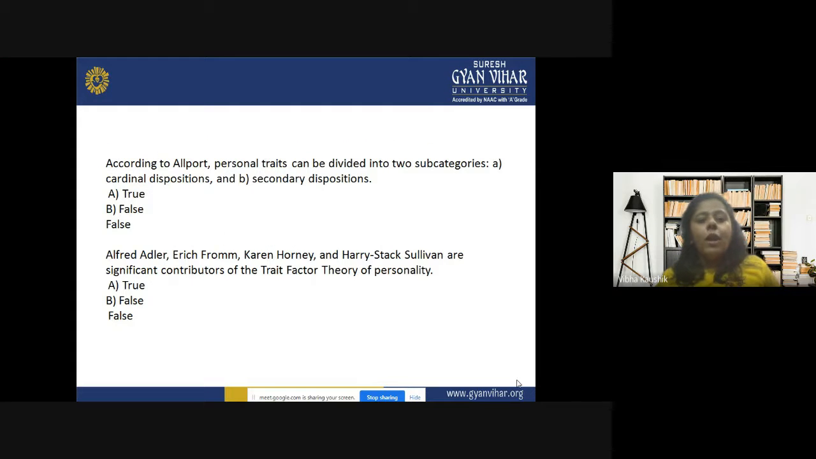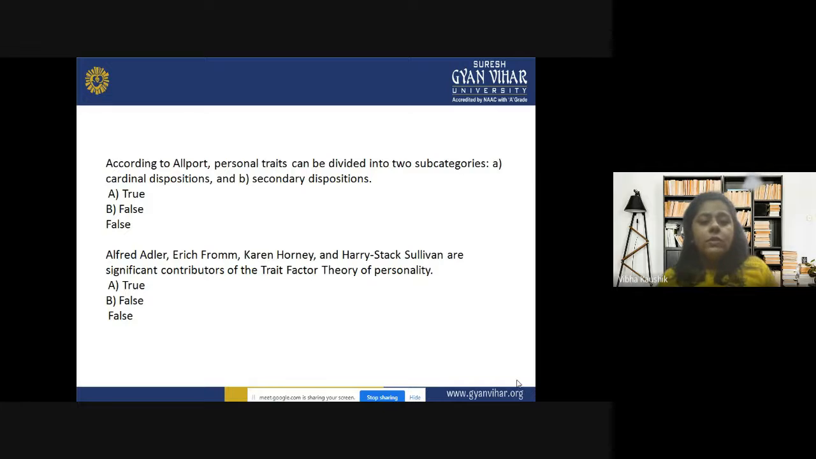Now, according to Allport, personal traits can be divided into subcategories: A. Cardinal disposition and B. Secondary disposition. Now, whether this is true or false, you have to give the answer whether you consider the statement true or false. So the correct answer will be option B, that is this statement is false.